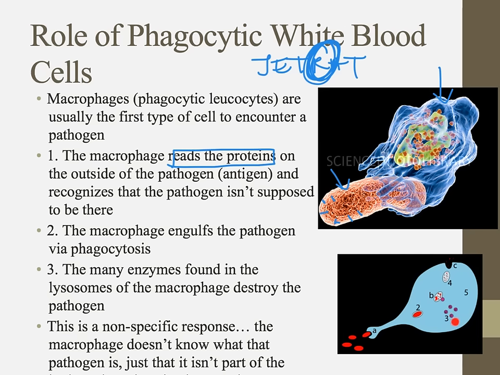Okay, on the inside of this macrophage, I'm going to have a ton of these little sacs called lysosomes. And you remember those, I'm sure. Lysosomes contain tons of enzymes. So the lysosomes are going to merge with that vesicle filled with that pathogen, and those enzymes are going to destroy that pathogen. Again, this is what we call non-specific. The macrophage doesn't know who this is. It just knows that it doesn't belong in the body.